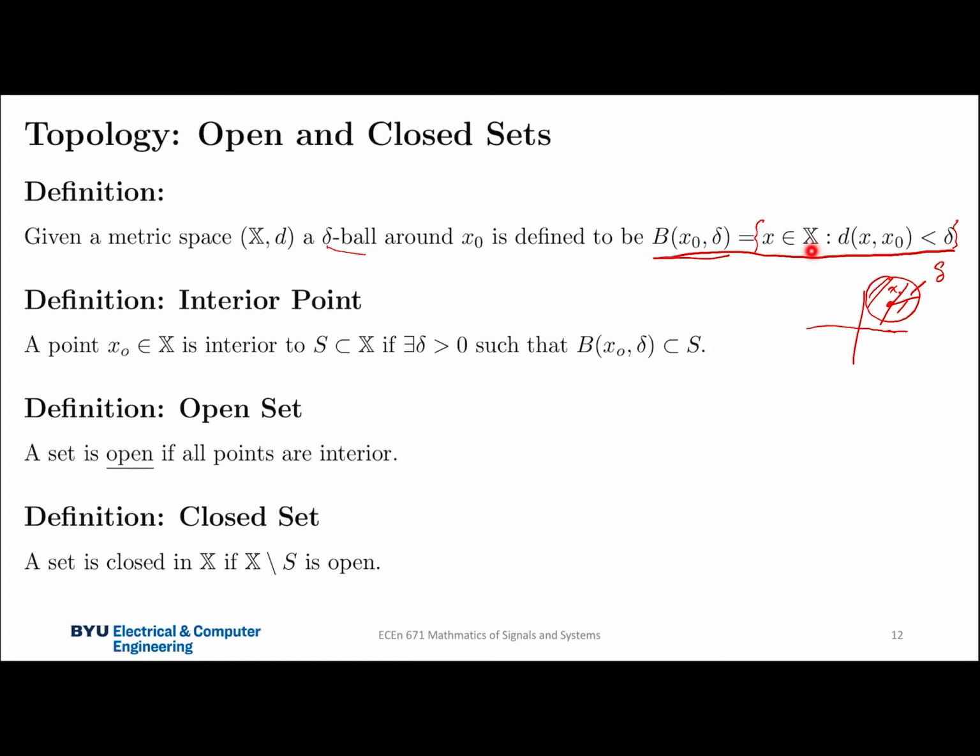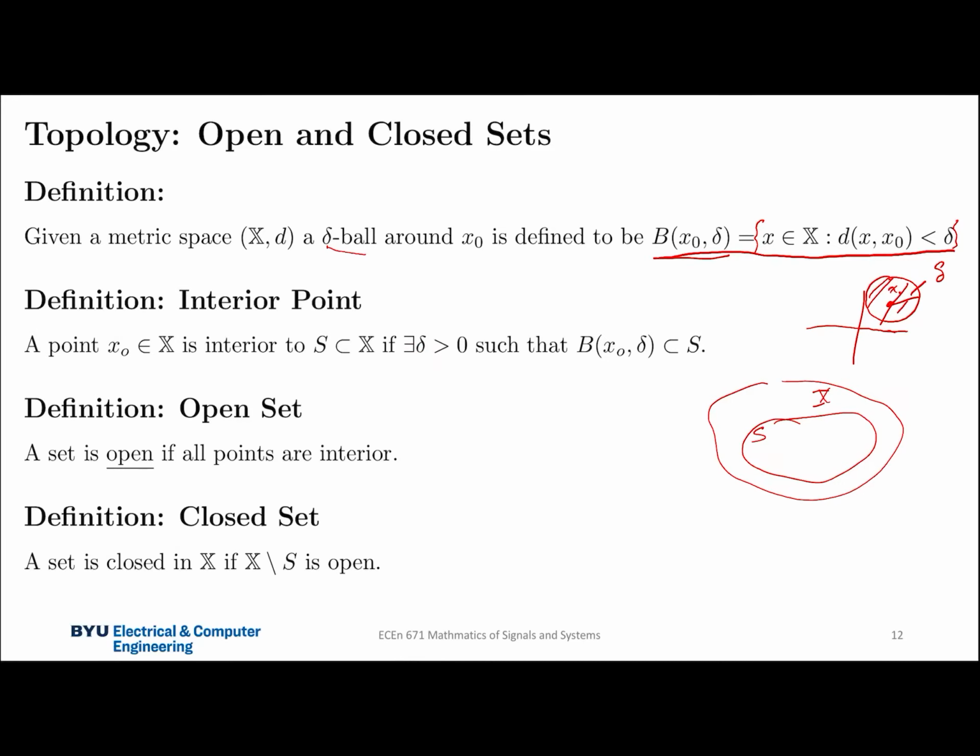Second definition then is that of an interior point. So we say that a point x naught in this set x is interior to S. In other words, S is going to be a subset of x. So here's our bigger x, and then S is some set here. So we say that x naught is interior to S if there exists some.